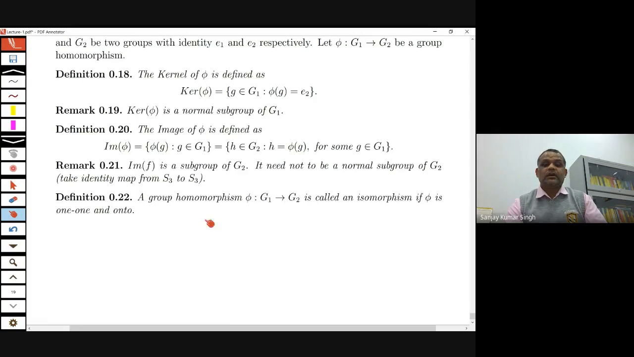And again, the last definition: a group homomorphism phi from G1 to G2 is called an isomorphism if phi is a homomorphism and phi is one-to-one. So that's it. Thanks. Any questions?